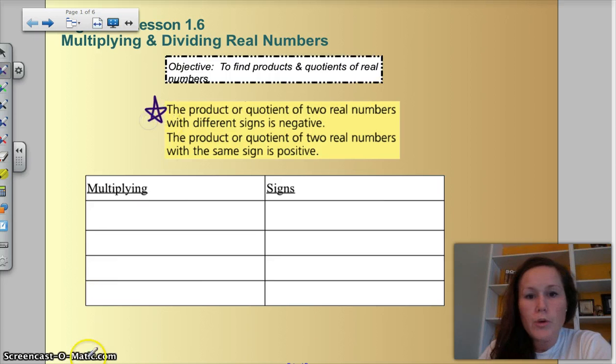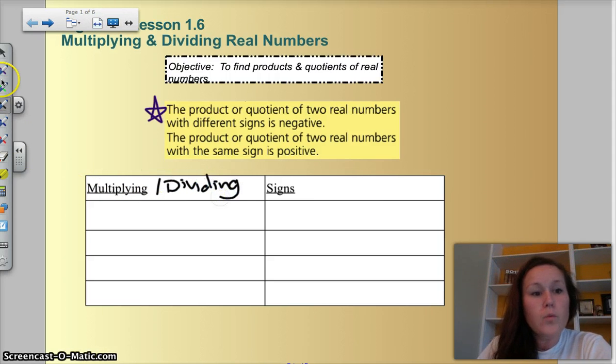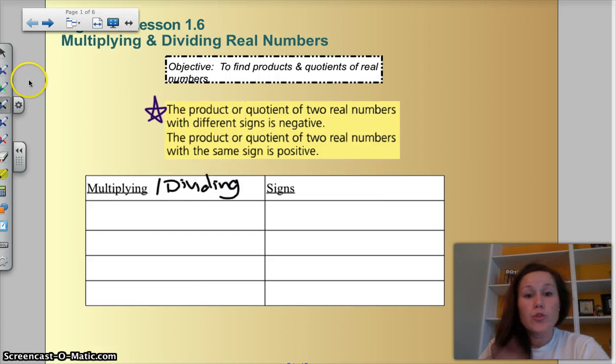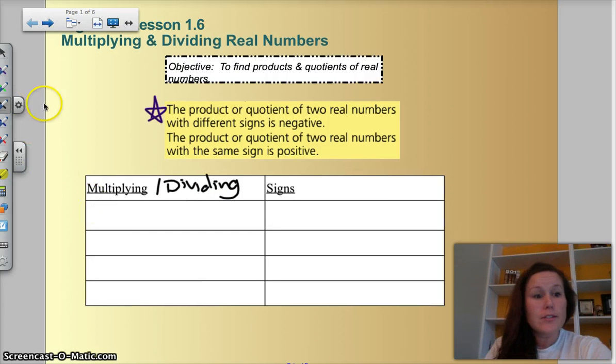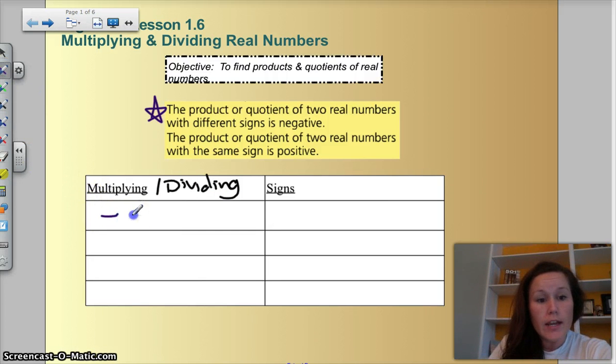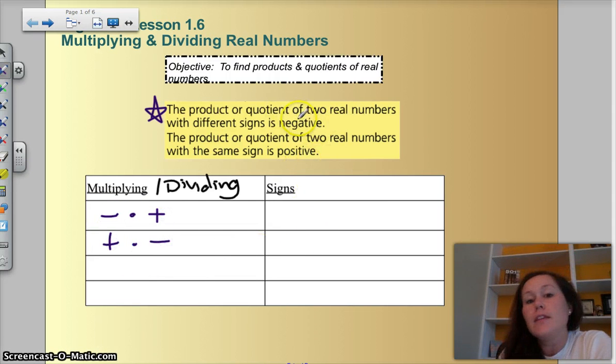The product or quotient of two real numbers with different signs is negative. So I missed out writing here. I'll add this. This is for multiplying or dividing. So if we have two real numbers with different signs, for example, if we have negative times positive or positive times negative, it tells us that the quotient or product is going to be negative.